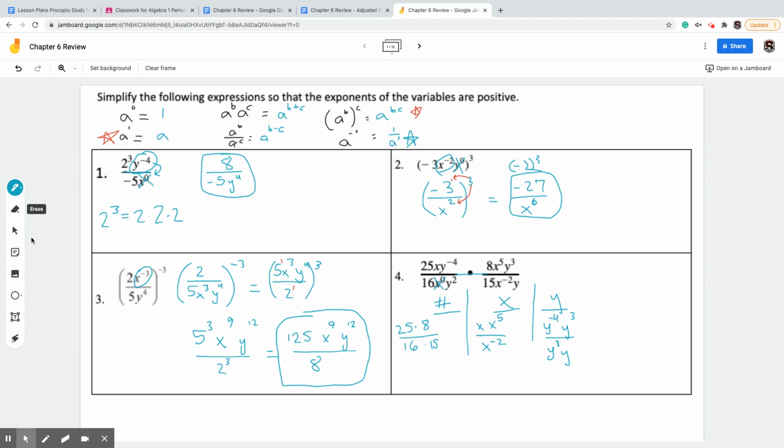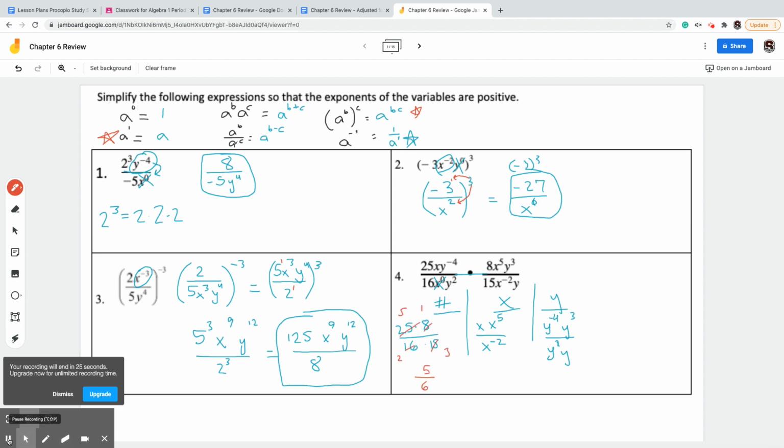Now, next thing I'm going to do is clean up. I'm going to simplify the numbers over here. So I'm going to look at anything on the top that simplifies with anything on the bottom. I see 5s, I see 8s. Let's simplify. You get 5/6.